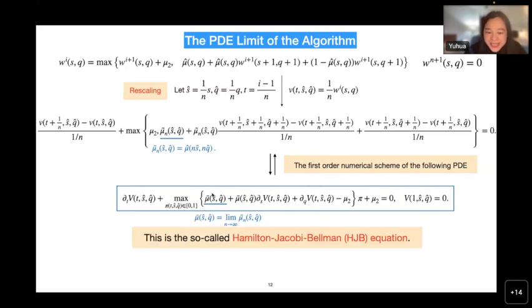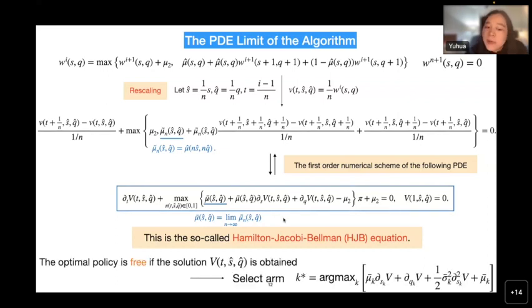And this PDE is actually a Hamilton-Jacobi-Bellman equation. What's good about this HJB equation is that the optimal policy comes for free once the value function v is obtained. So if we can get a solution for this PDE, then the optimal policy is found by calculating this Hamiltonian and finding the maximizing action, and that is your optimal policy.